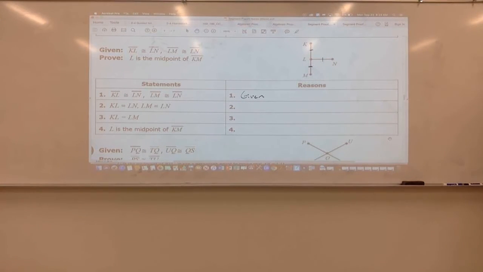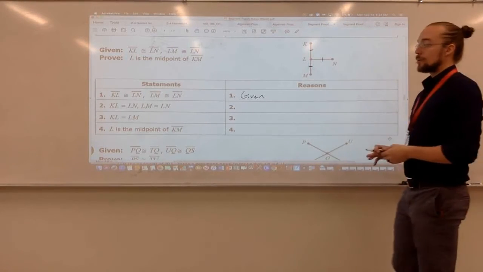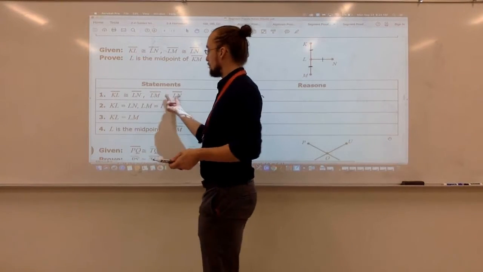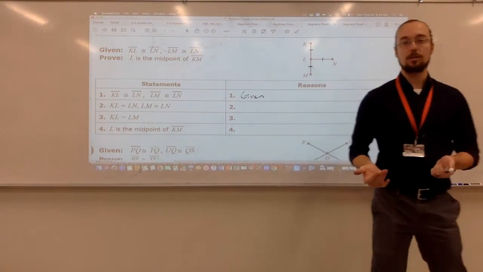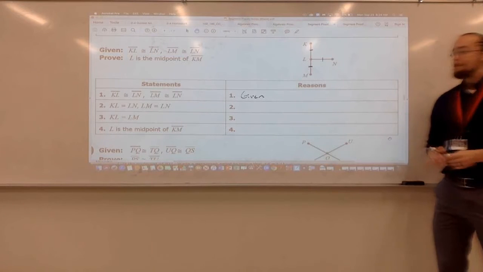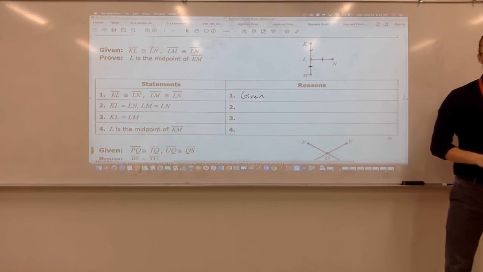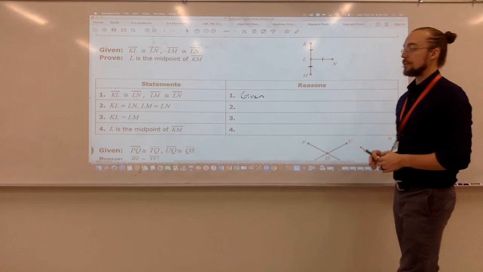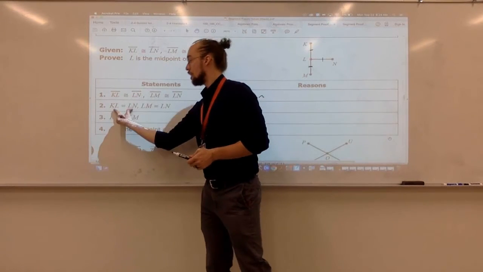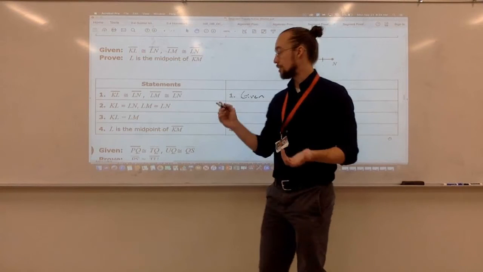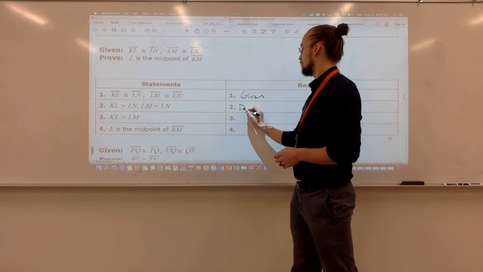Right, so let's start looking through this proof here. If I know these two sets of segments are congruent, how then can I claim that their lengths are equal to each other? Not symmetric. Yeah, this is the definition of congruence. If I'm saying two segments are congruent, then I can say their lengths are equal. That's the definition of congruence.